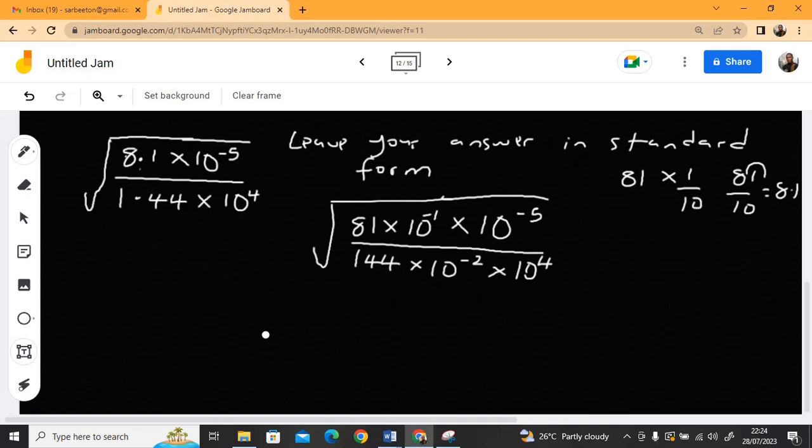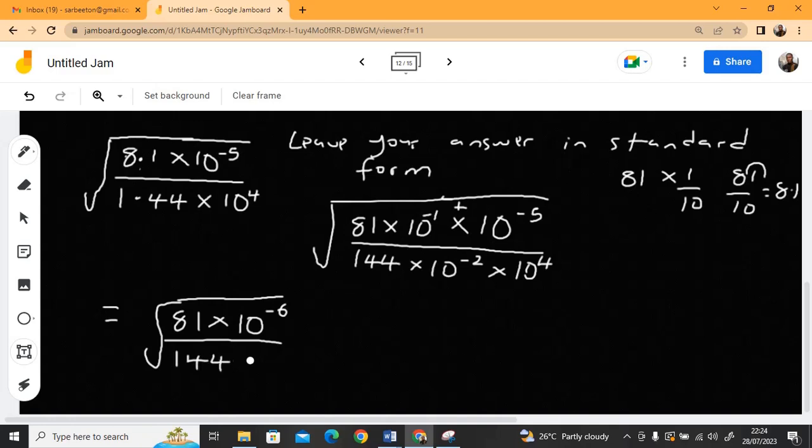Now with this now, you can go forward and do it like this. So you have this 81. You have 10 here. So that will be times 10. Now according to laws of indices, this one will be plus. Minus 1 plus minus 5. That will give us minus 6. That one is sure. Over this one will be 144.